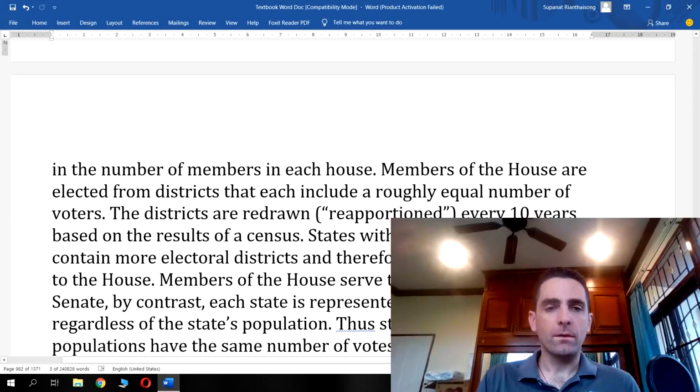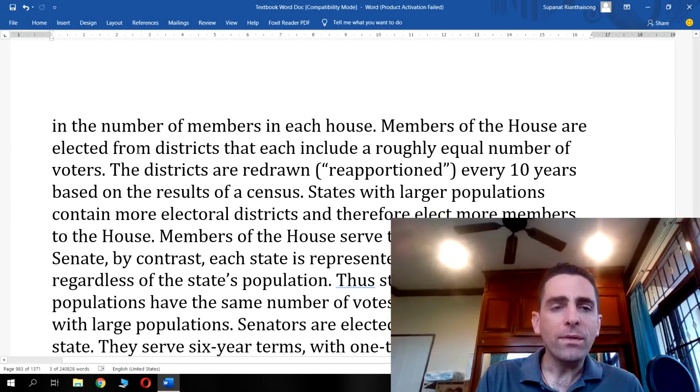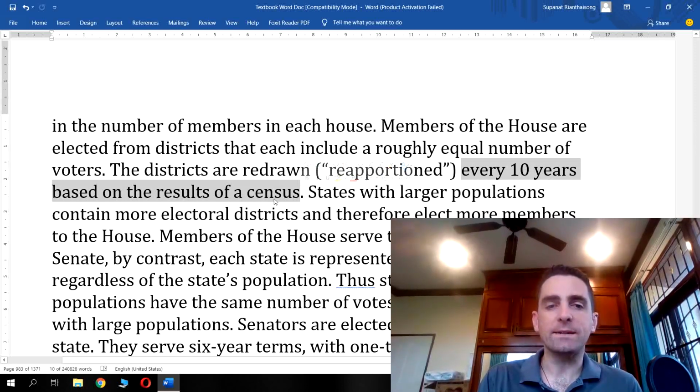Now, with the House of Representatives, every 10 years, the government sends out a census.